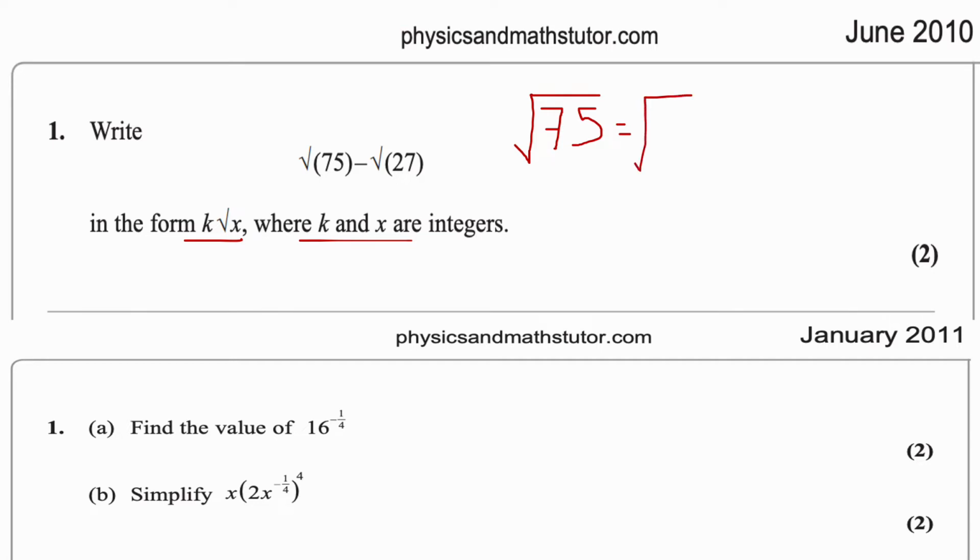What I'm trying to do here, guys, is look for the highest square number factor that goes into 75. So this question requires your knowledge of square numbers. The square root of 25, we should know that's equal to 5. So I have 5 lots of root 3. So root 75 is equal to root 25 times the square root of 3, and this is now in its simplest form.